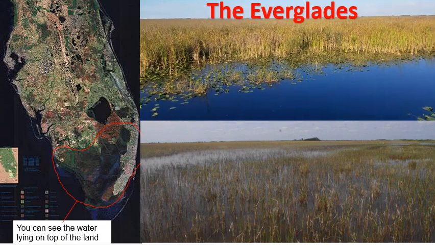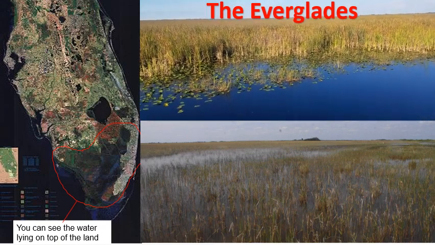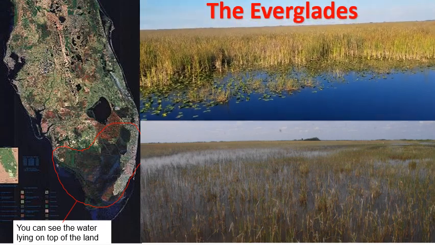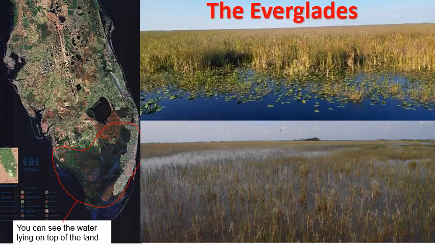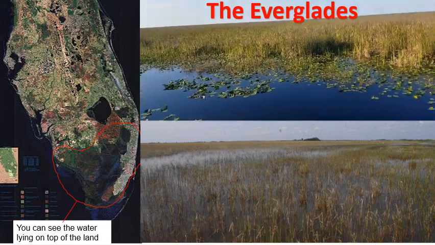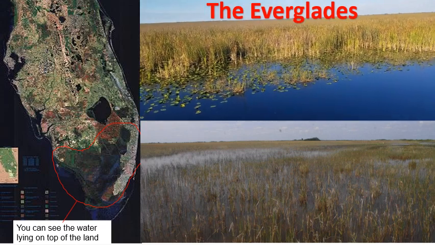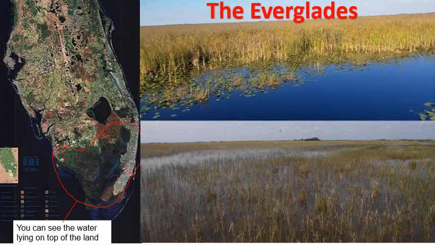So this here is the Everglades, which is commonly referred to as a river of grass. That's its nickname. And it's in South Florida, and it just stretches for miles and miles and miles. It covers basically the bottom third of Florida. And as you can see, there's nothing out there but shallow, swampy land.